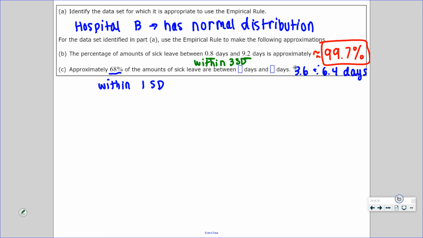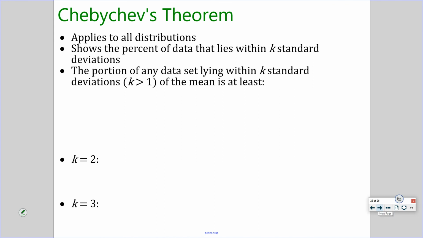Okay, this is probably actually a good stopping point. We'll just talk about Chebyshev. Have you guys talked about this? Chebyshev? This is basically just, how can we figure out what percent of our data is within the standard deviations if it's not a bell-shaped curve? So we'll save that for tomorrow, and then I'll give you guys the rest of class to work on your assignment.